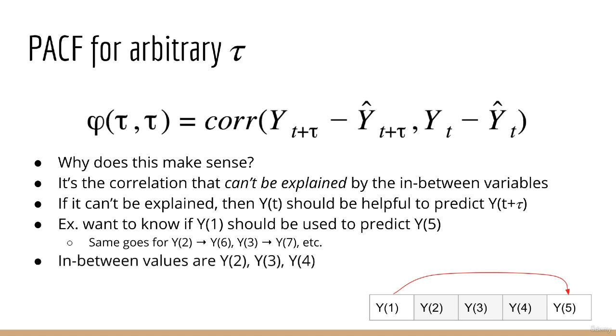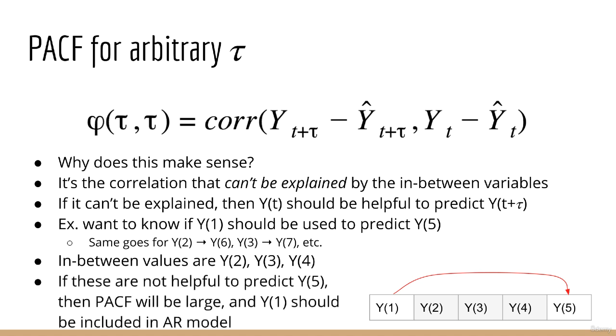The in-between values are y2, y3, and y4. The PACF will be large if there is a large correlation between y1 and y5 that cannot be predicted by y2, y3, and y4. Therefore, we should use y1 in our autoregressive model for predicting y5. That is to say, whenever we see large values in the PACF, it indicates that these should be included in our autoregressive model.